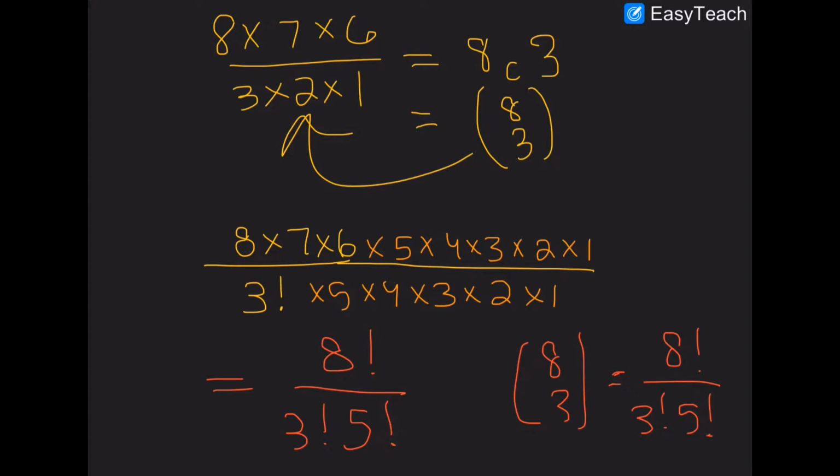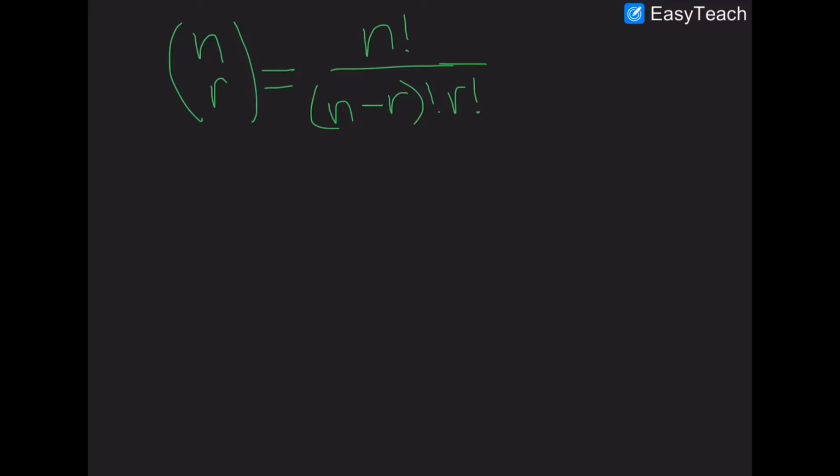Now that we understand an example of this, we can write combinations in a more general term. N choose r is equal to n factorial over n minus r factorial times r factorial. So now I really hope that you understand what combinations are. If you don't quite get it yet, we can do another example.